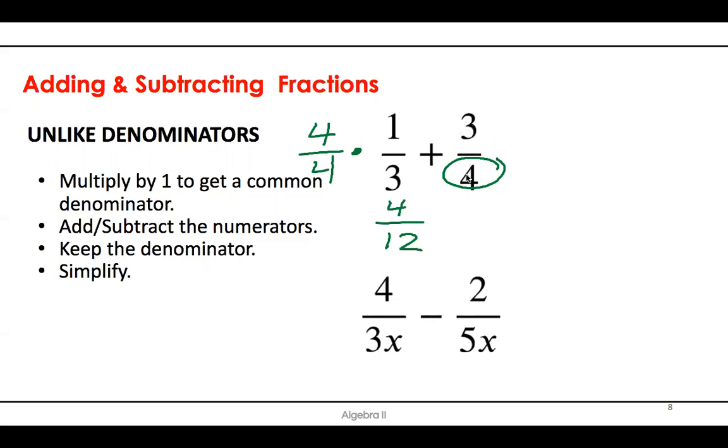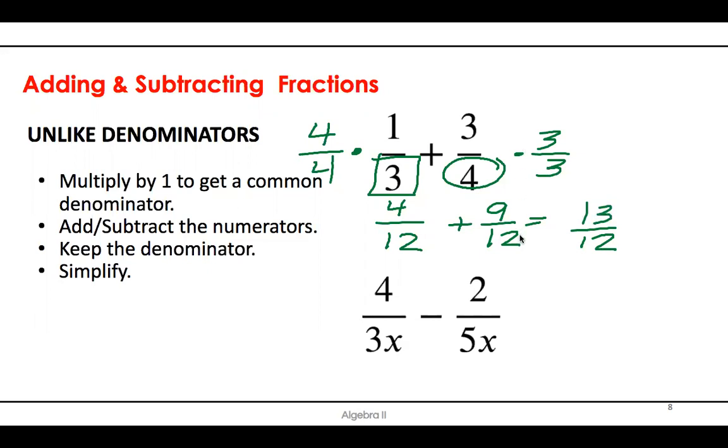For the 3/4, I'm going to use my 3 to help me get my 1. So I'm going to multiply by 3/3. So then I'm going to have plus 9/12. And now it's just the same denominator, add the numerators. 4 plus 9 is 13. Keep the denominator 12. I can't simplify.